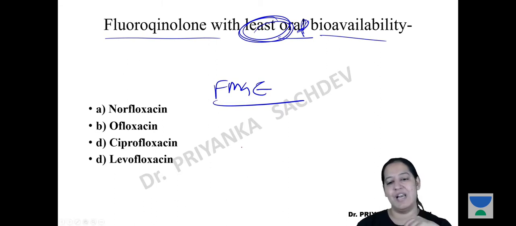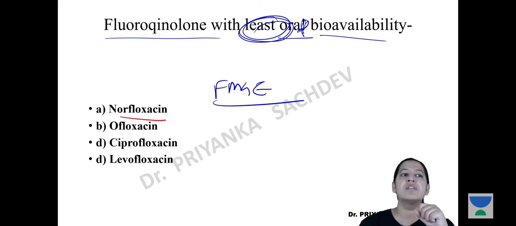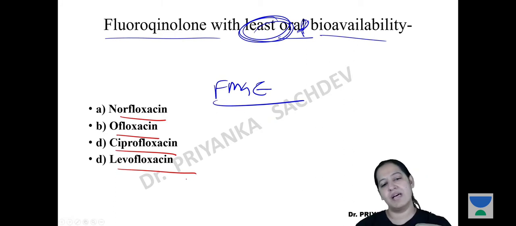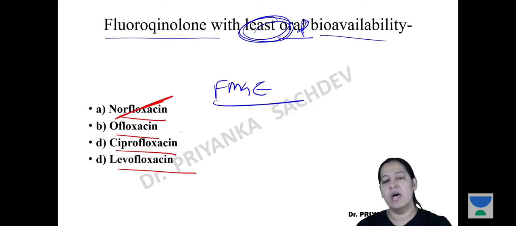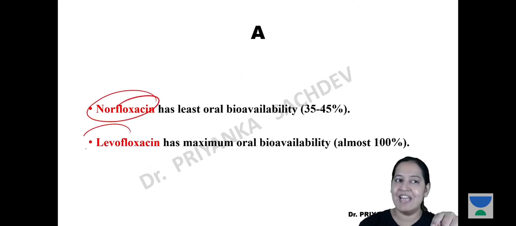Who will tell me the correct answer? The 4 options are in front of you. Is it Norflox? Is it Oflox? Is it Ciproflox? Is it Levoflox? What is the correct answer? Yes, most of you are correct. The correct answer here is Norflox. Norflox is having least and Levoflox is having most.